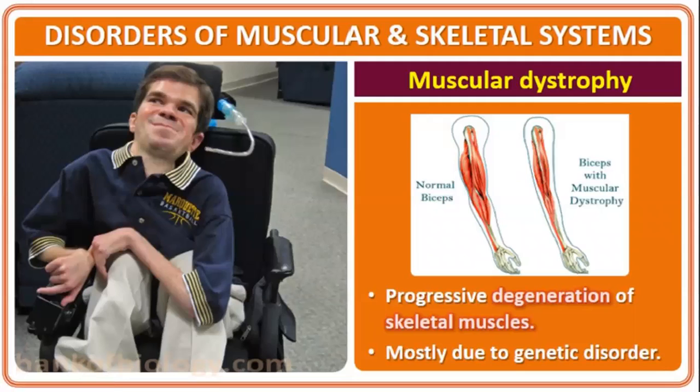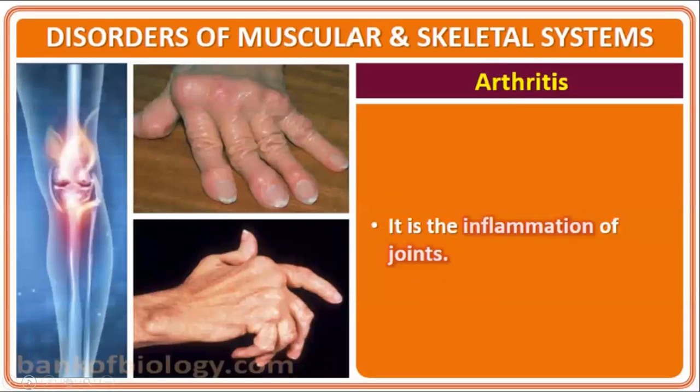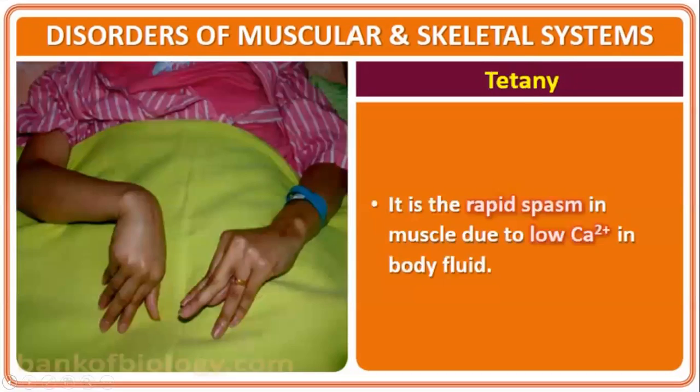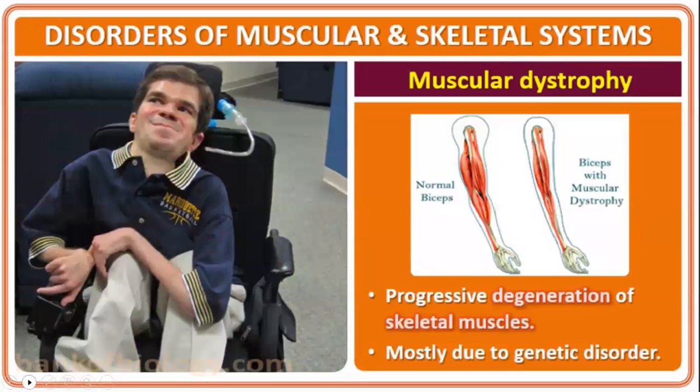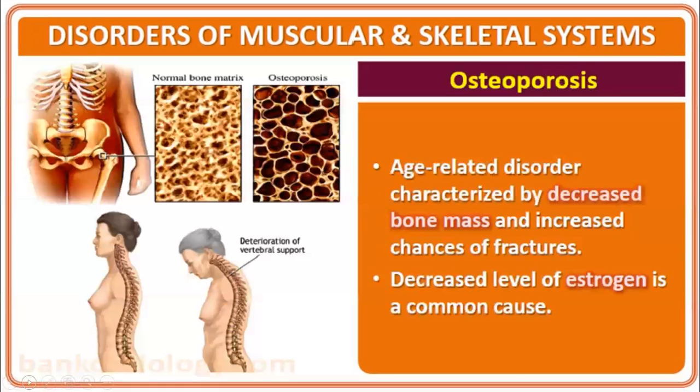Tetany is a rapid spasm in the muscles due to low calcium ions in the body fluid, so call it tetany, everyone. Then what was the second one? Myasthenia gravis. And the other one was, what was the second one? Muscular dystrophy due to progressive degeneration. Arthritis, very frequently, inflammation of the joints, you will call it arthritis. And the second last one, you have osteoporosis.